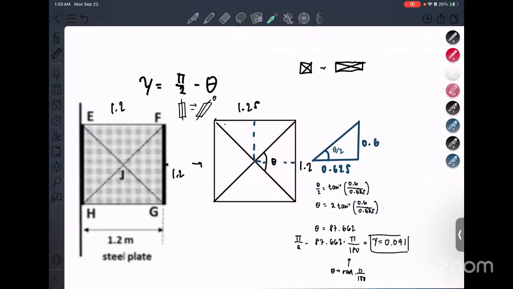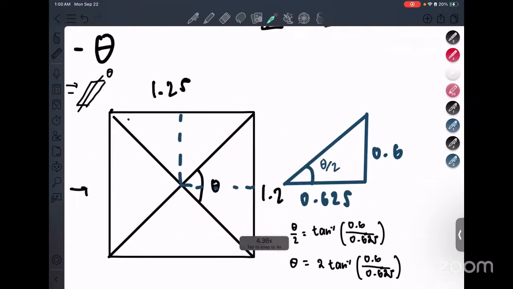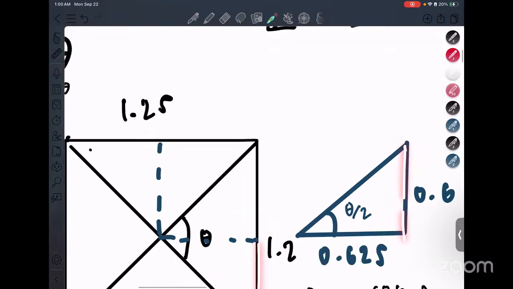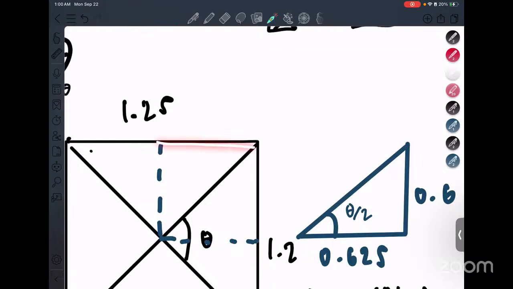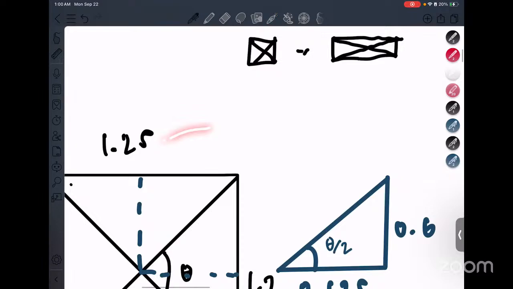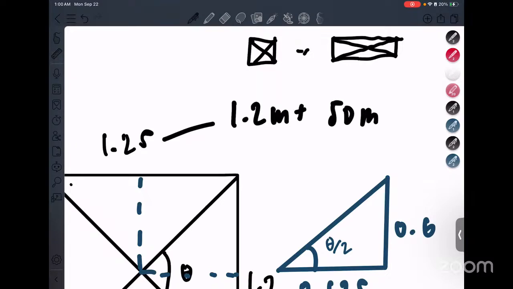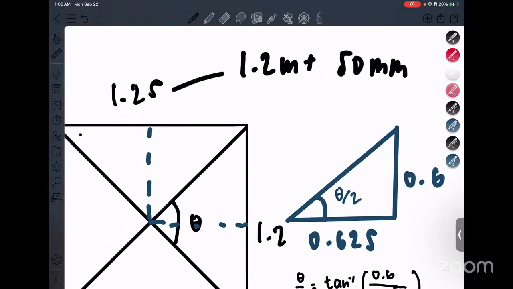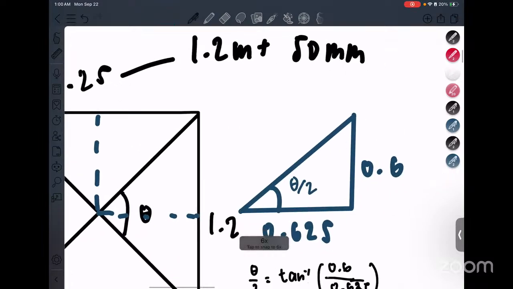The way we want to simplify this so we don't struggle too much is to cut it into a quarter. So you'll have 0.6 here, which is half of 1.2, and 0.625, which is half of 1.25. This is derived from the fact that 1.2 meters plus 50 mm. But since your theta was also halved, technically this is theta over 2.